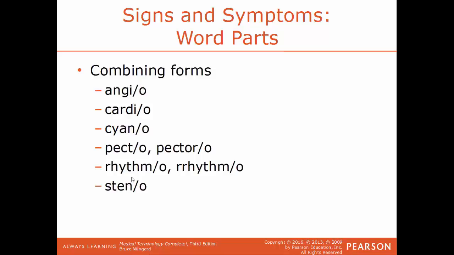Now we'll talk about some common combining forms. Angio refers to a blood vessel. Cardio, the heart. Cyano refers to blue, because remember cyan is a shade of blue. When tissue is lacking oxygen, it will turn bluish or purplish in color. So that person would be described as being cyanotic. Pectoro is a reference to the chest. Rhythmo is a reference to the rhythm, in particular the rhythm of the heartbeat. And the last term on here, steno, is a reference to being narrowed or being constricted, such as a blood vessel.